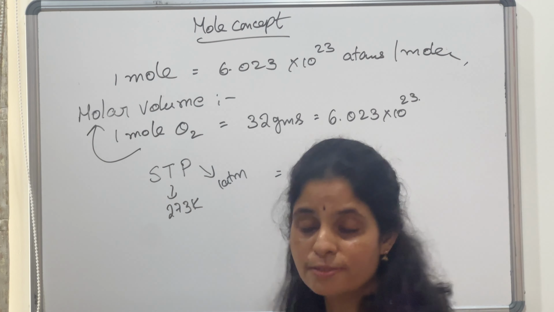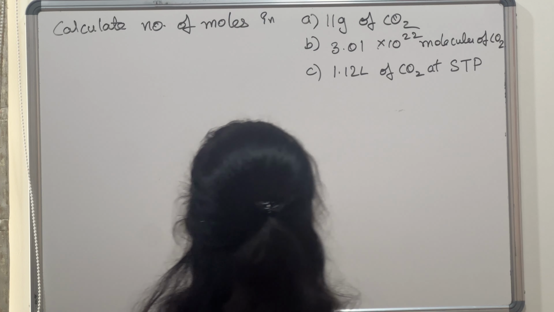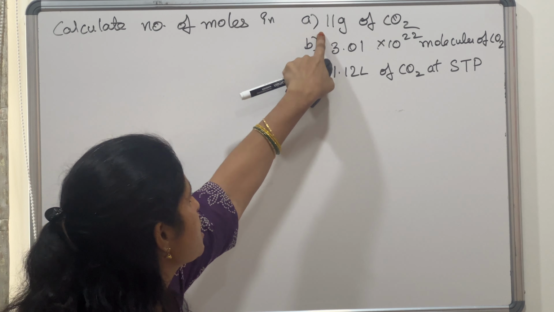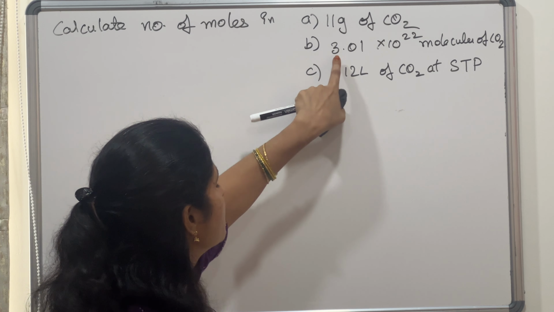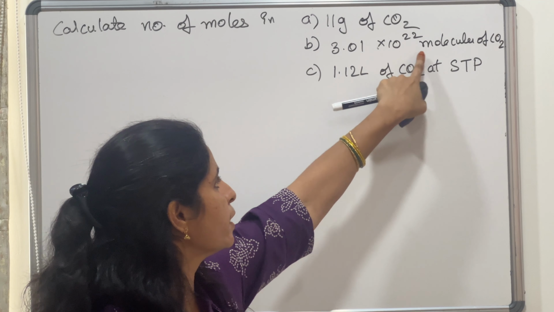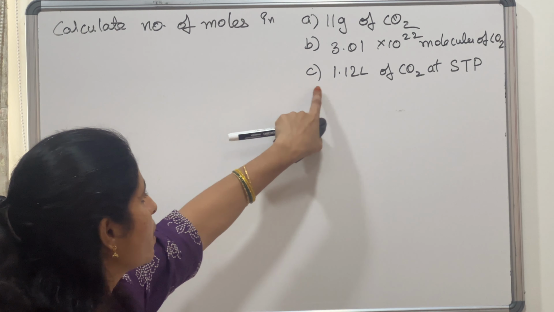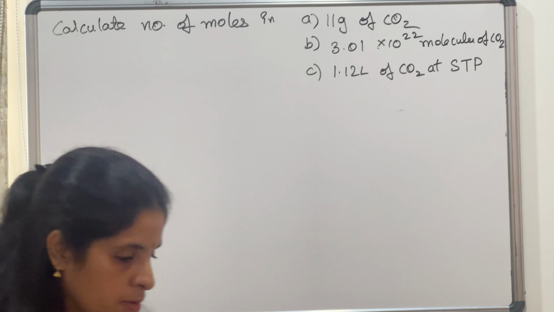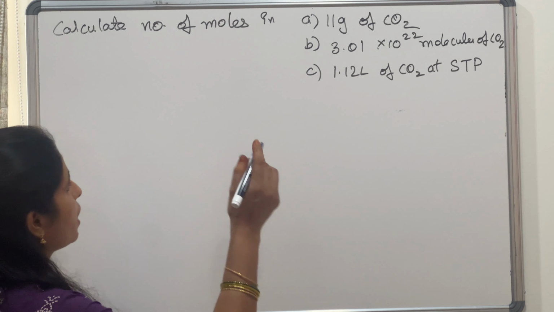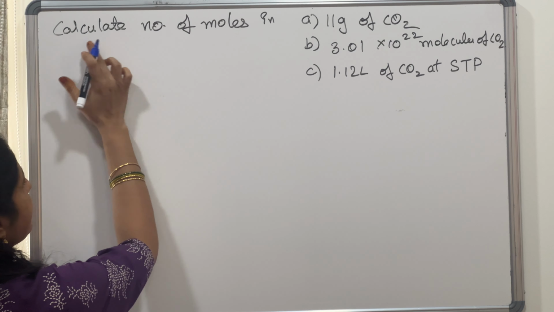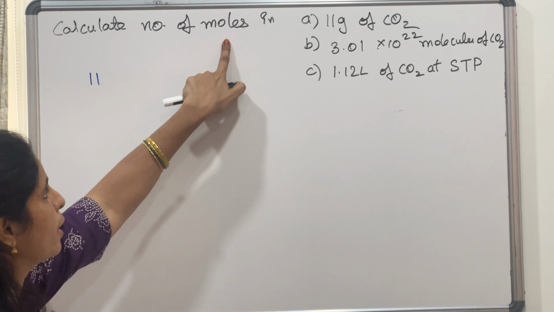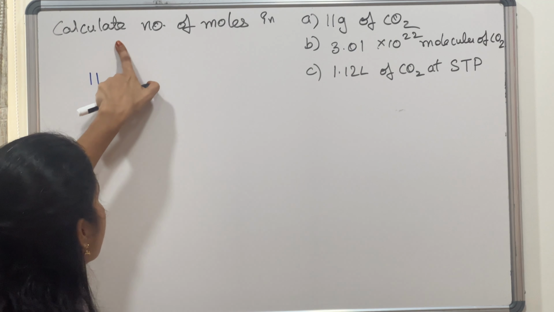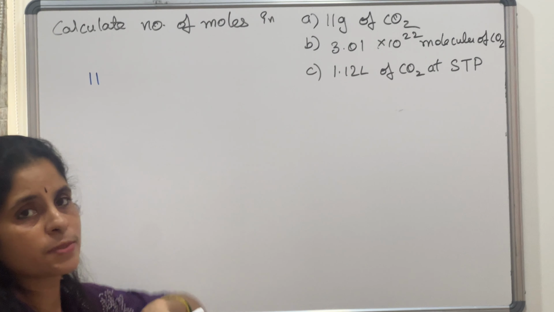Okay, so that this will be clear to you. Now solve this. Calculate the number of moles in: first, 11 grams of CO2; second, 3.01 into 10 power 22 molecules of CO2; third, 1.12 liter of CO2 at STP. Here he is asking you to calculate the number of moles. All these are simple basic questions. So here, calculate the number of moles in 11 grams of CO2.